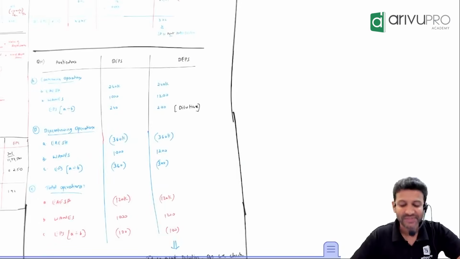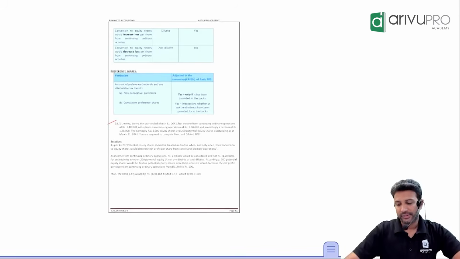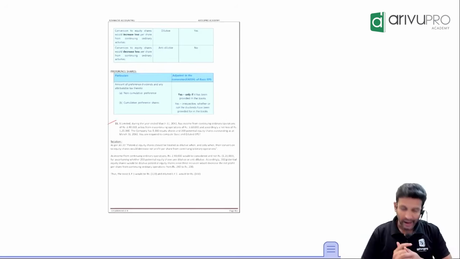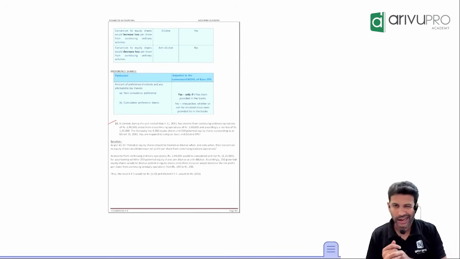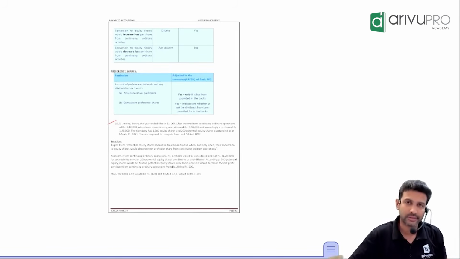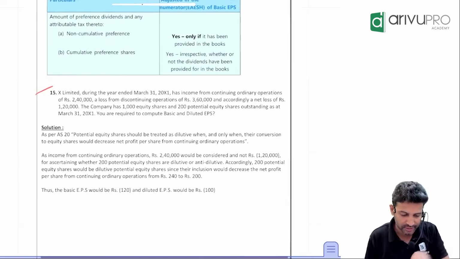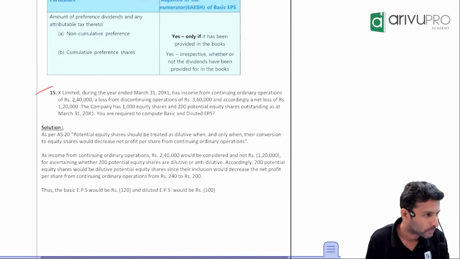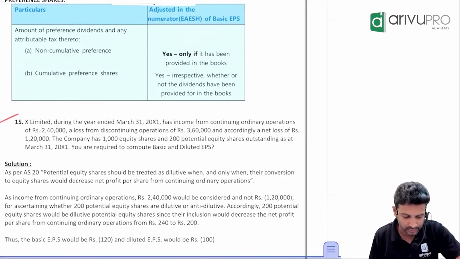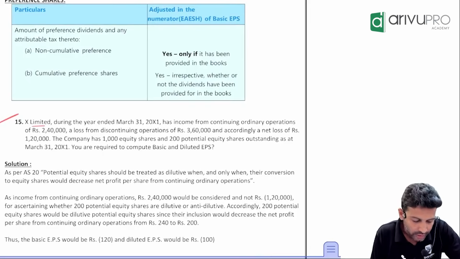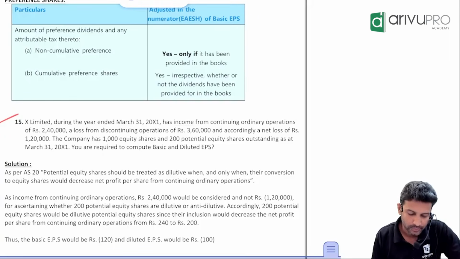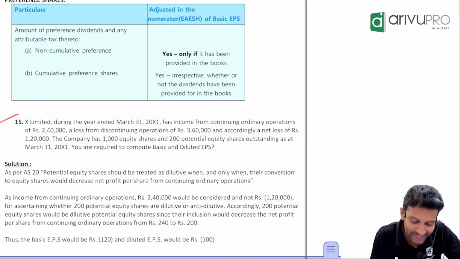Now people, we've been talking about this anti-dilutive stuff, no? A little glimpse of anti-dilutive things we will see in this question number 15. What is it? Let's see. XX Limited during the current year.